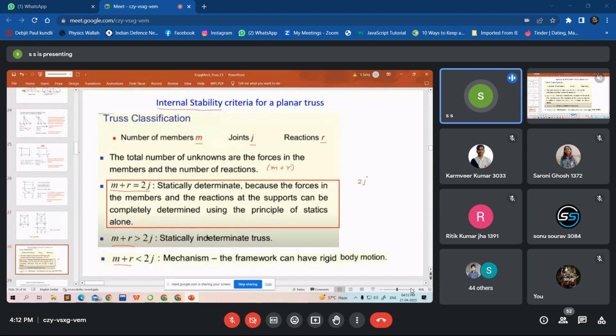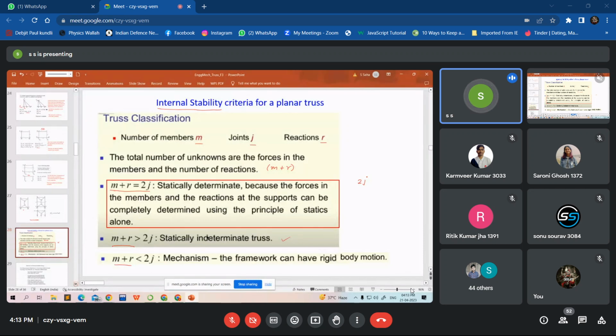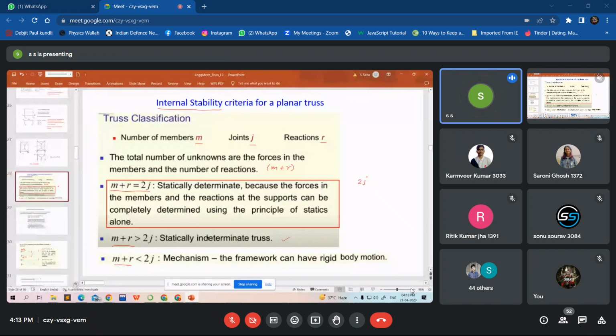If M plus R is greater than 2J, that is, if the members are much more than the number required for the structure to be statically determined, then it is known as an indeterminate truss. And if M plus R is less than 2J, then you have a mechanism, that is, the structure can have rigid body motion, it can deform, etc. So this is a condition of instability. M plus R equal to 2J is a condition for stability. It is a necessary condition but not a sufficient one. We'll see just one example that will clarify your concept.